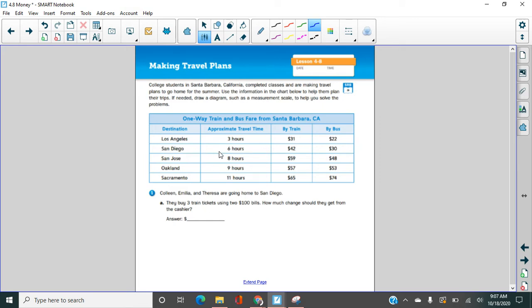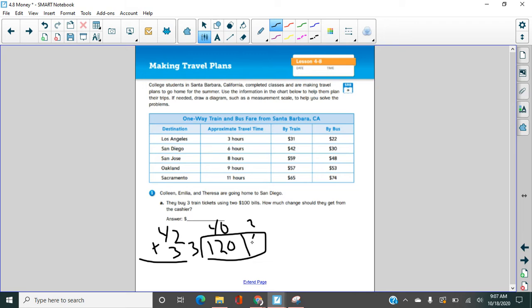All right, so San Diego train is right here. See this 42? And they need 3 of them. Now I could add 42 plus 42 plus 42, but we now know how to multiply that. Okay, I'm going to draw my rectangle box here. I'm going to chop off the 2, 40, and 3. So this would be 120. This would be 6. So their tickets are going to cost $126. Am I done? No.